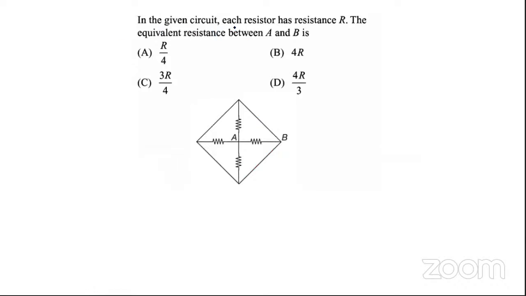In the given circuit, each resistor has resistance R. The equivalent resistance between A and B is. You have 2 minutes.